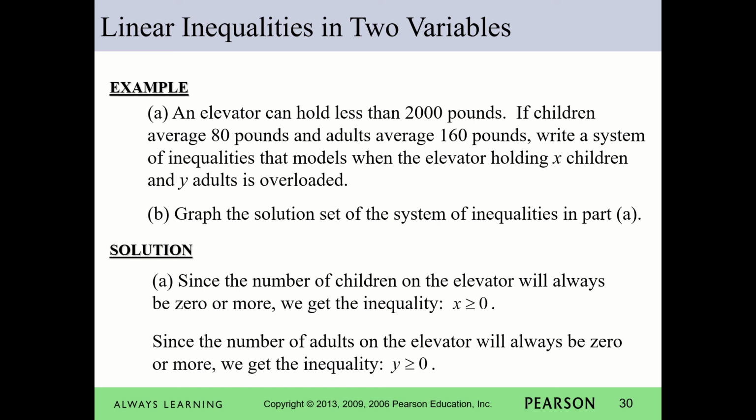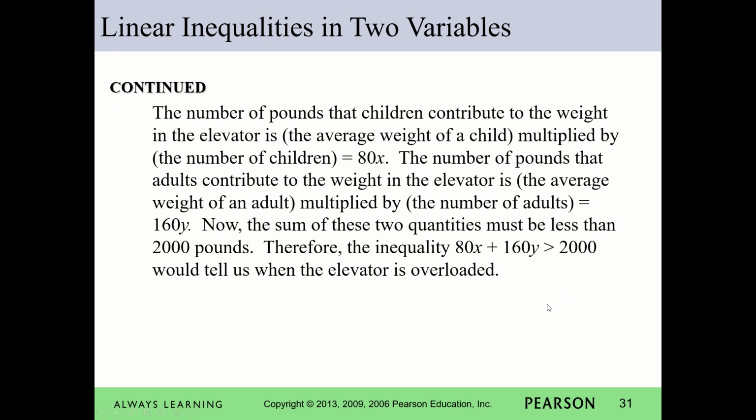Okay. And then we get a second one, right? We also want to talk about when y is greater than or equal to 0. We don't care when we have negative people, right? That doesn't make sense. So we're always going to have at least 0 people. So that gives you your first two equations.